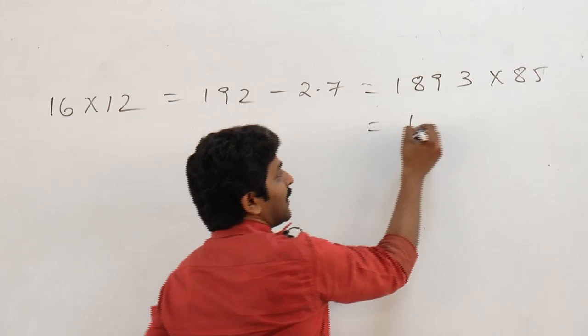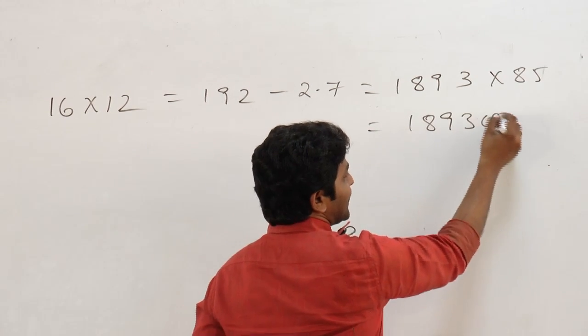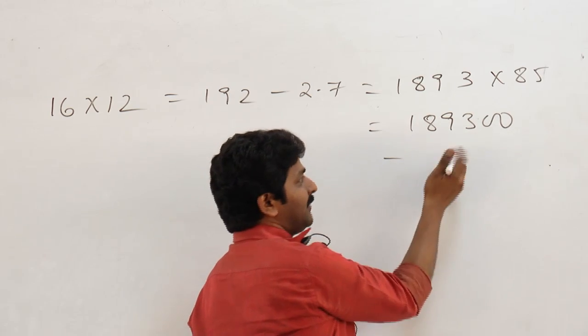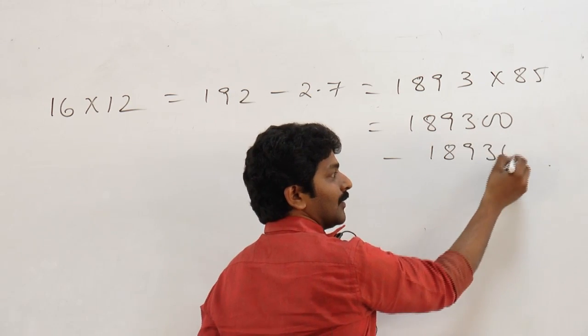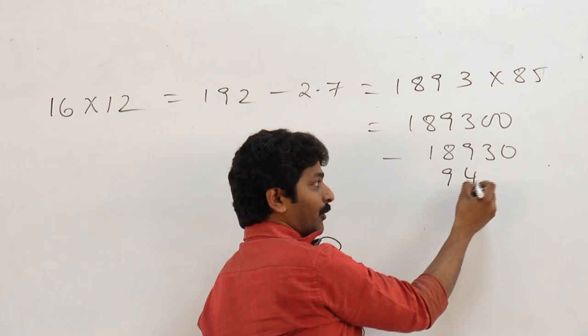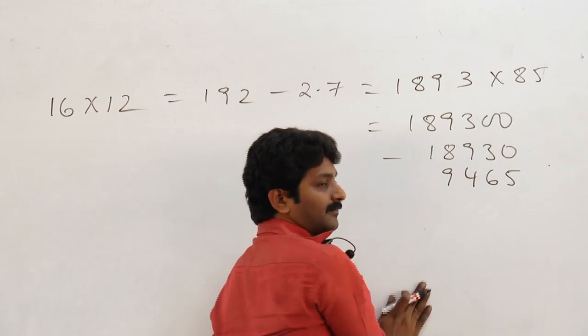100 times of this number is 189300, minus 10 times, in the sense 18930. 5 times will be half of this, 9465.